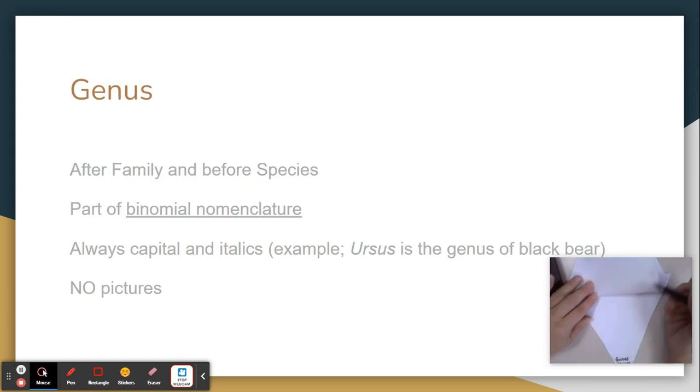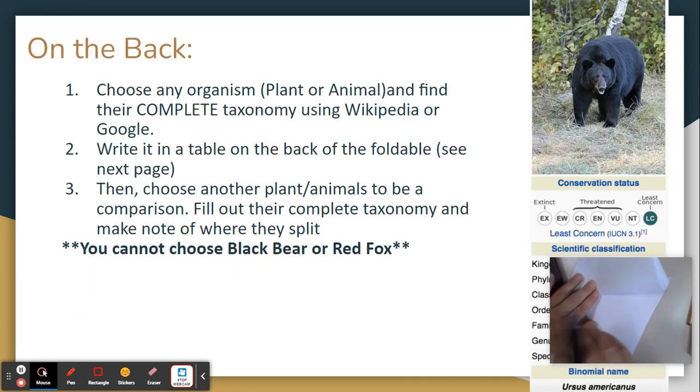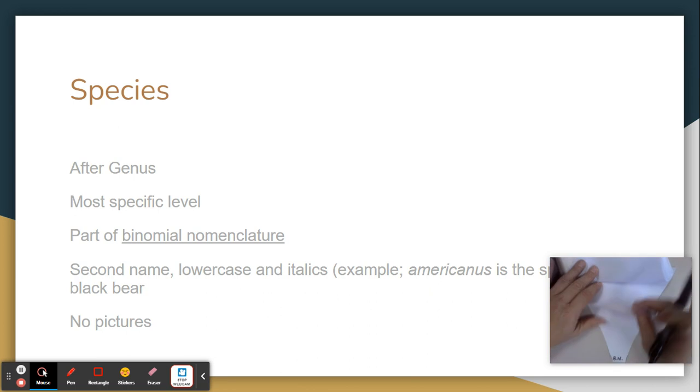Genus. You're going to write that information. No picture needs to be added here. Species. Write that information here, no pictures. For binomial nomenclature at this point, we're leaving that blank. Okay, we'll come back to it.